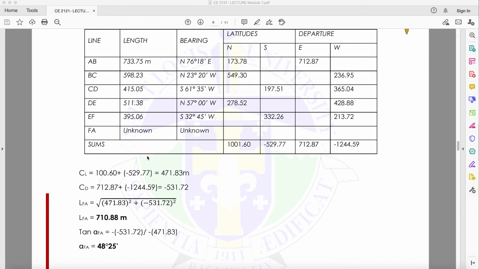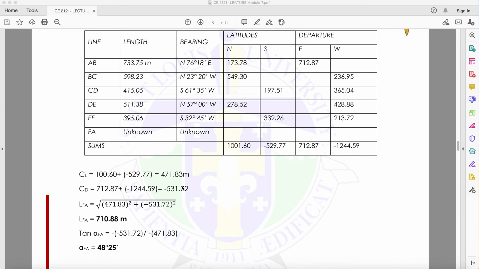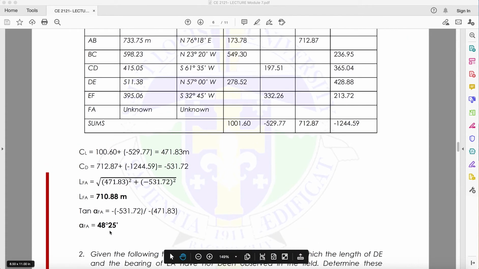And to get the bearing, it is departure divided by latitude. So, negative departure divided by the negative latitude, then get the inverse tangent, or the arc tangent. That would give us the angle of FA, which is 48 degrees 25 minutes. And that is now our bearing.